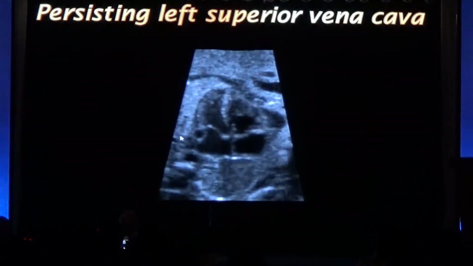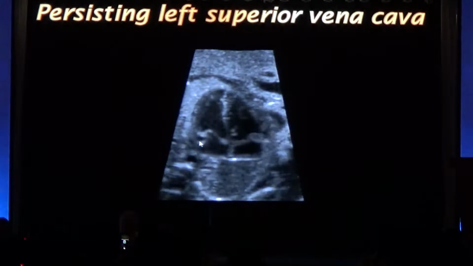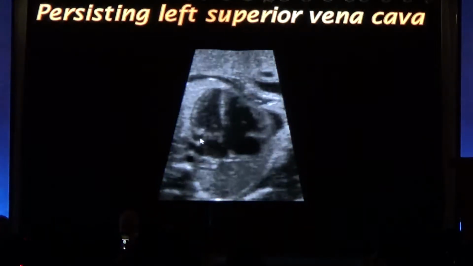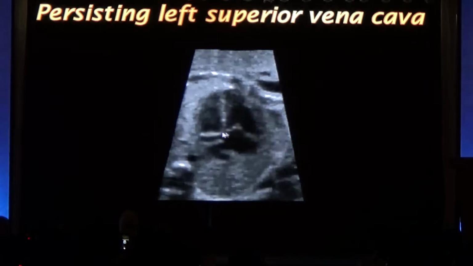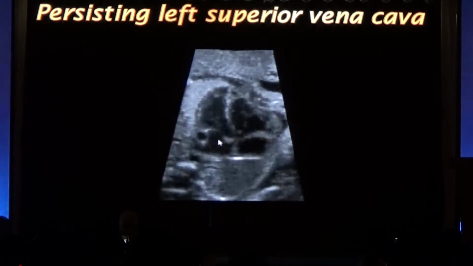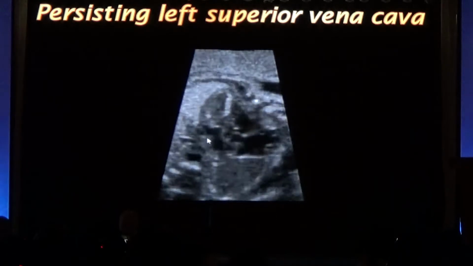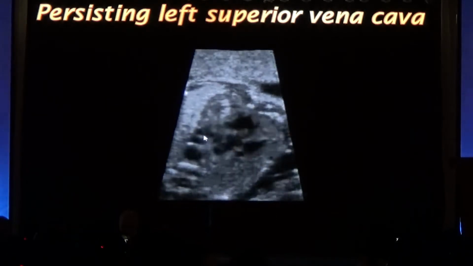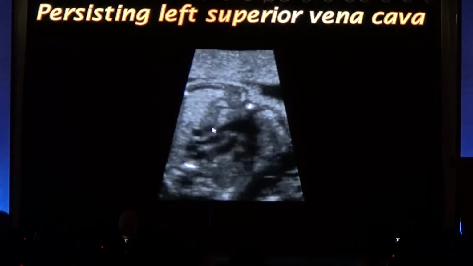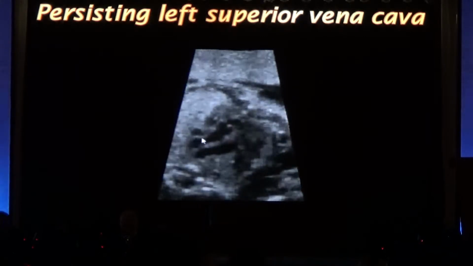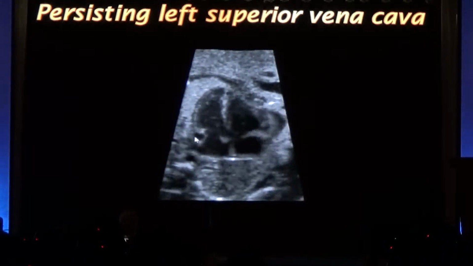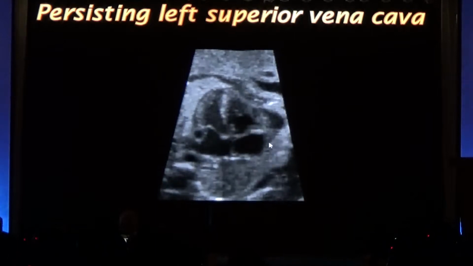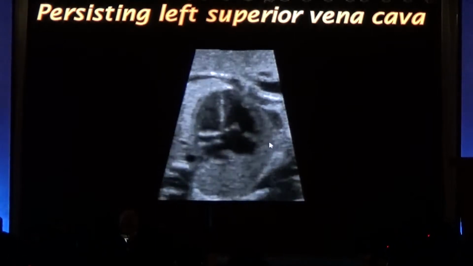So here we have the four chamber, you see the persistent left superior cava at this level, and when we go a little lower, you can see the communication into the coronary sinus, into the right atrium, and when we go up, we're going to go into the three vessel view, and we're going to see it on the left side of the pulmonary over here. Very typical. Okay, so 95% of them drain into the coronary sinus. You'll have a big coronary sinus, 5% drain into the back of the left atrium.